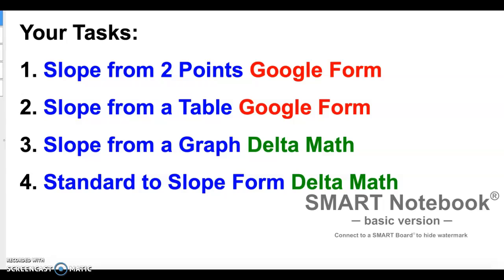So you have 4 assignments. It looks like a lot, but each one only has a few problems, and we did the first problem for each assignment together in these notes. So all 4 of these assignments are posted on Google Classroom. The first one, slope from 2 points Google form, I think it is 4 or 5 questions, and we did the first one together. The second one, slope from a table Google form, only 3 questions, and we did the first one together. The next assignment, slope from a graph, Delta Math, and then number 4, standard to slope form, Delta Math. So your assignment for today is to complete all 4 of these mini assignments that are posted on Google Classroom.